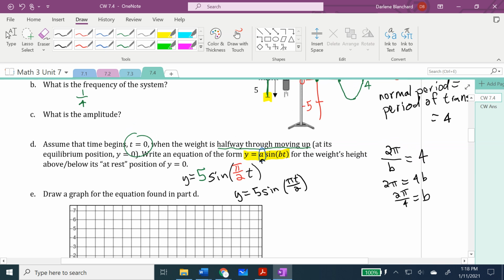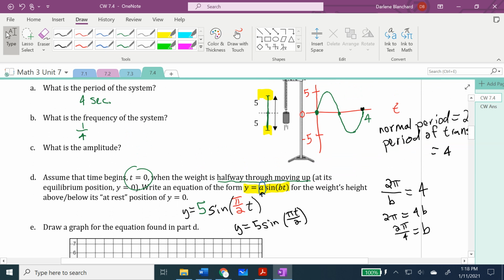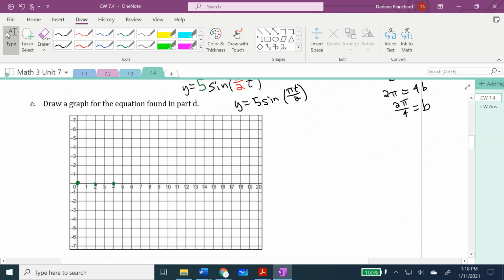Oh, wait, is that the right thing that I was saying? Yes. It hits its highest y value of 5 when time is 1 second later. 3 seconds in, it hits its lowest y value of -5, and then it will repeat the cycle.